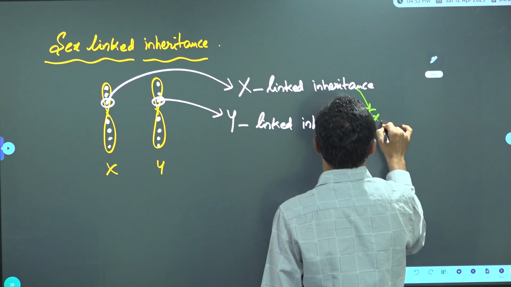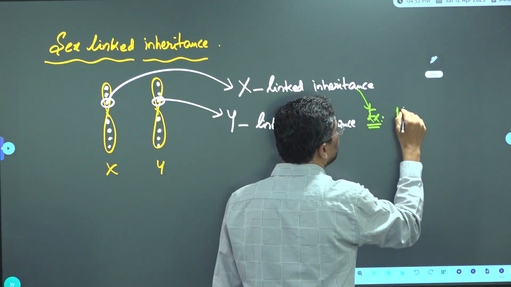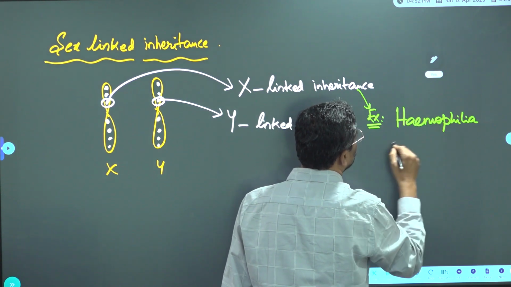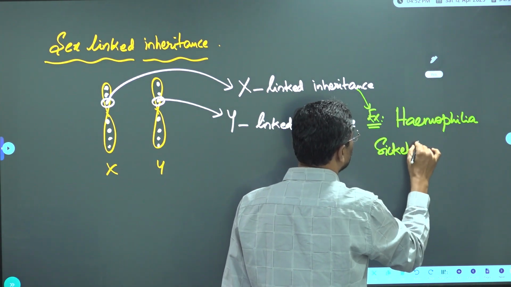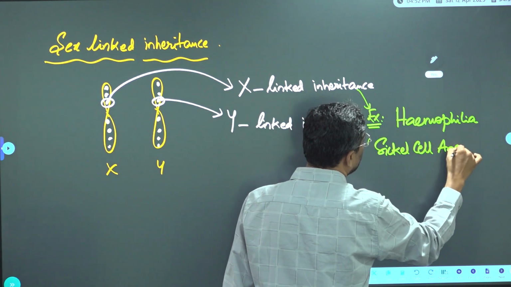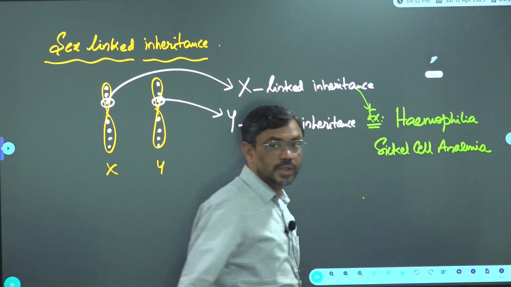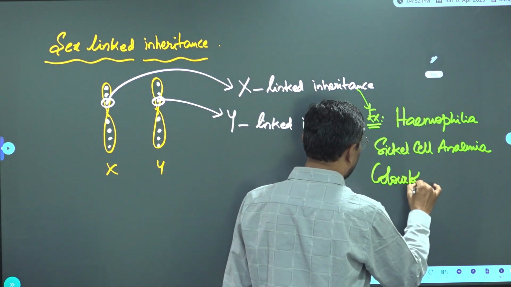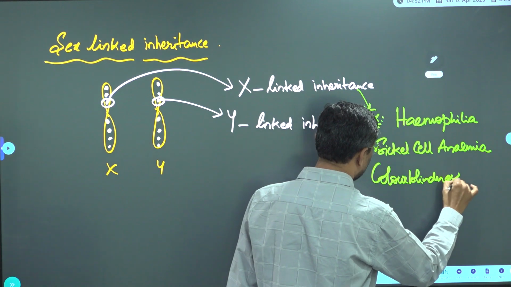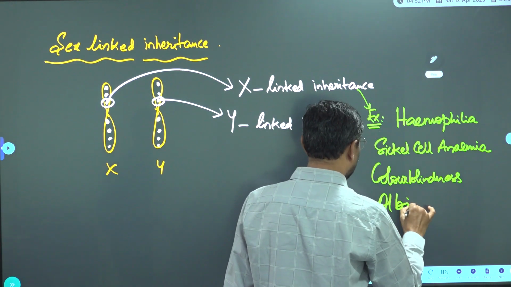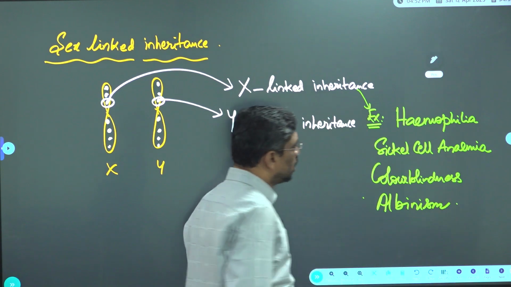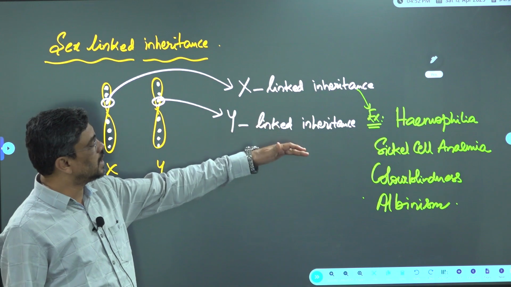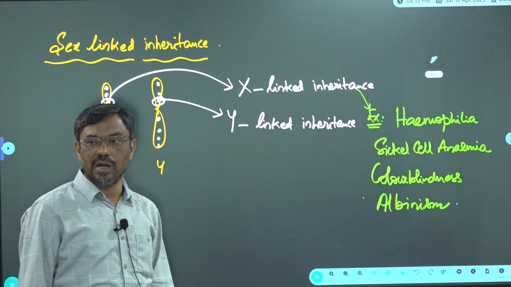So you just remember the examples of X-linked and Y-linked inheritances. Examples of X-linked inheritance: hemophilia, sickle cell anemia, color blindness, albinism. These are the examples of X-linked inheritance.